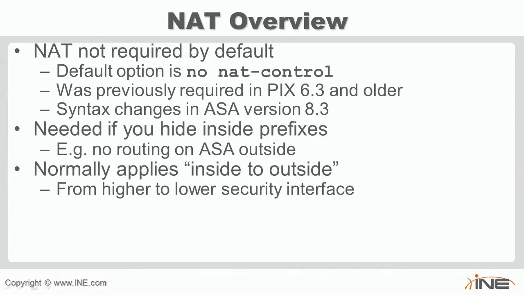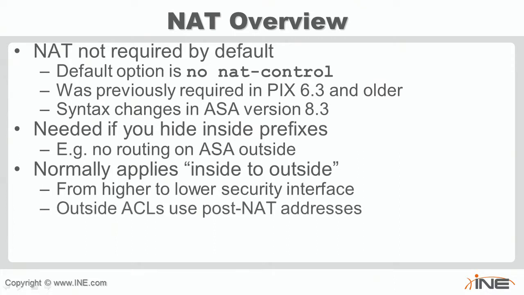But the key thing to note is that when we are doing an inside to outside translation, when traffic is returning on the outside, any type of access list that we're using for classification needs to use the post-network address translation addresses, not the pre-NAT addresses.